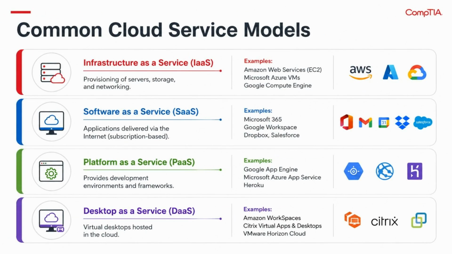In more detail, IaaS provisions servers, storage, and networking. Think Amazon EC2, Azure VMs, or Google Compute Engine. SaaS delivers subscription-based applications over the internet: Microsoft 365, Google Workspace, Dropbox, Salesforce. PaaS provides development environments and frameworks: Google App Engine, Azure App Service, Heroku. And DaaS hosts virtual desktops in the cloud: Amazon WorkSpaces, Citrix Virtual Apps and Desktops, VMware Horizon Cloud.